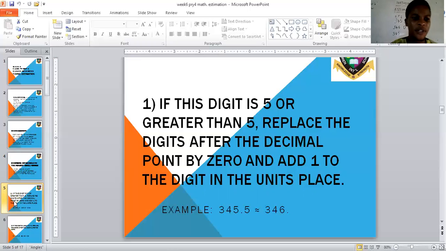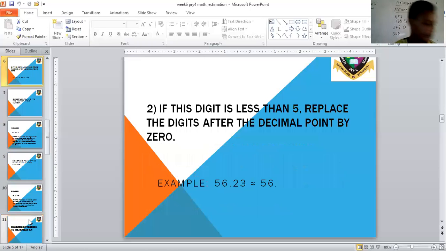Looking at the second instruction, let's quickly go to it. The second instruction says that if this digit is less than 5, replace the digits after the decimal point by 0. Again, if it is less than 5, then you replace the digit after the decimal point by 0.